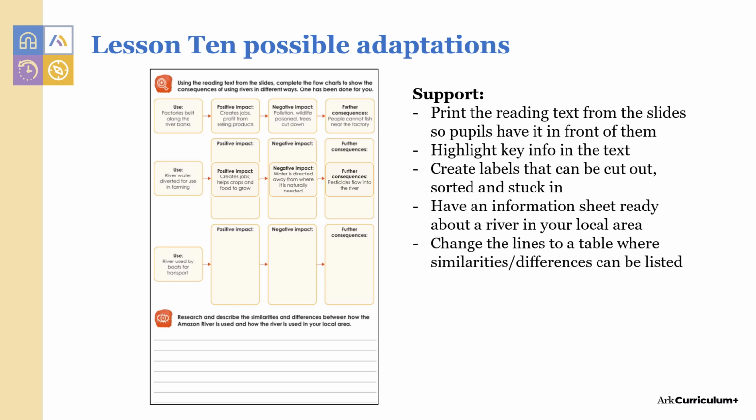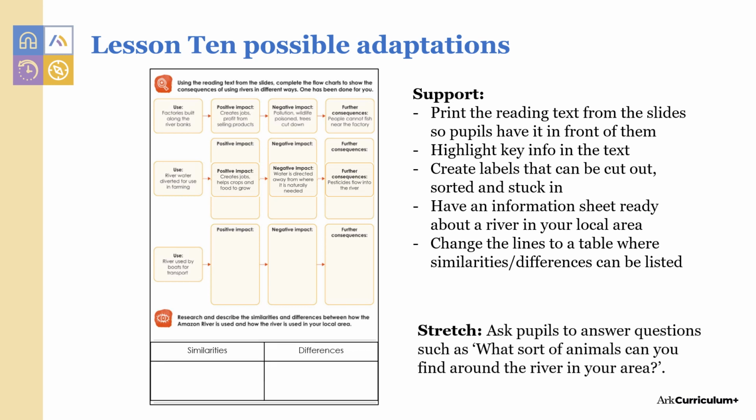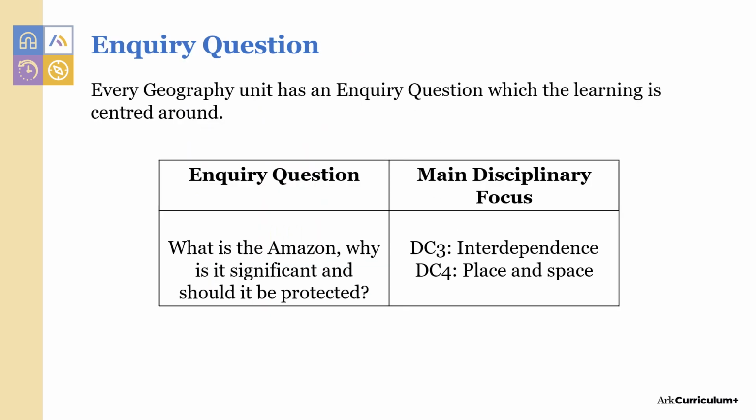You could change the lines on the right task to a table with similarities, differences can be listed. Stretch pupils by asking them to answer questions such as, what sort of animals can you find around the river in your area? Once pupils have completed Lesson 10, they now need to answer the inquiry question. Remember, Lesson 10 is only approximately 1 hour long to accommodate for this.